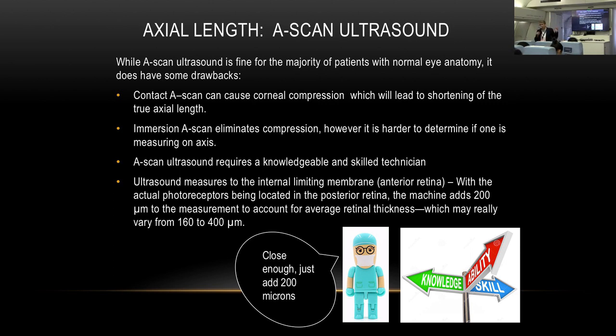So since the A-scan ultrasound only strikes the internal limiting membrane, it's actually not measuring down to the photoreceptor layer. It's not measuring that extra 200 or so microns of retinal thickness. So the manufacturers of the machine know this, so they just tack on an extra 200 microns because that's about what the average retinal thickness is at the fovea. Okay, so the problem with this is not everybody's average. So retinal thickness can fluctuate from anywhere from 140 to 400 microns.